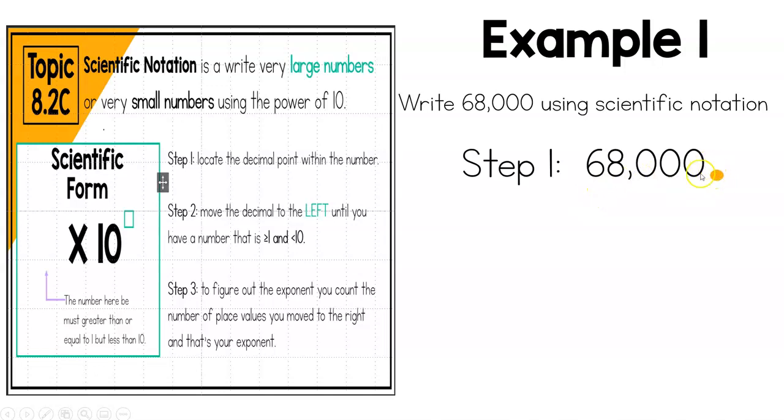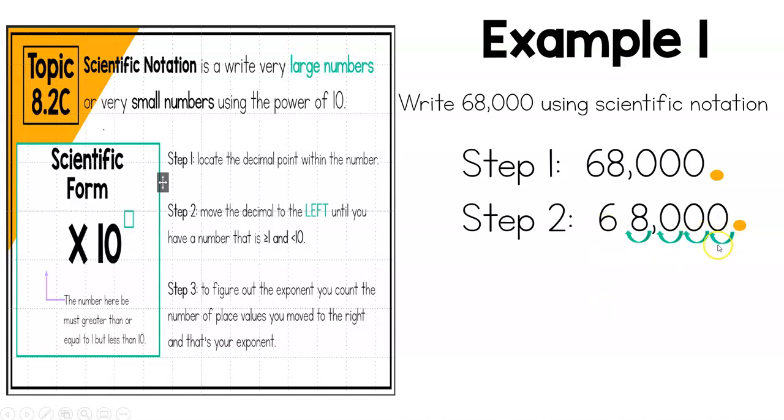It's at the end of this last 0 here. Step 2, we want to take that decimal and move it however many times to the left in order for my number to be greater than or equal to 1 but less than 10. So here I'm going to move it 1, 2, 3, 4, and it places my decimal here.